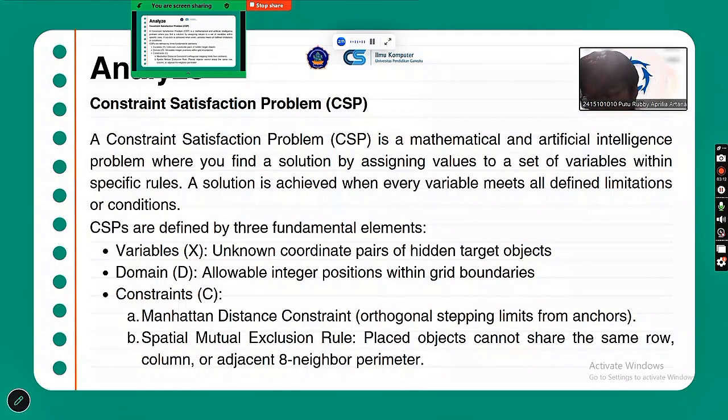So a CSP is defined by three fundamental elements. First is the variable X, which is the unknown coordinate pairs of the hidden target object. Then the domain, or D, which is the allowable integer positions within grid boundaries. And the last is the constraints, or C. This is the Manhattan distance constraints or orthogonal stepping limits for the anchor, and the special mutual exclusion rule: a placed object cannot share the same row, column, or adjacent neighbor parameter.